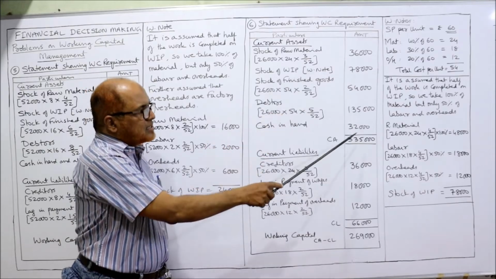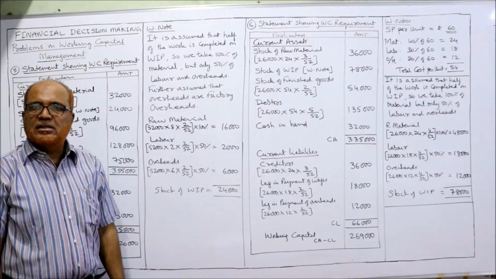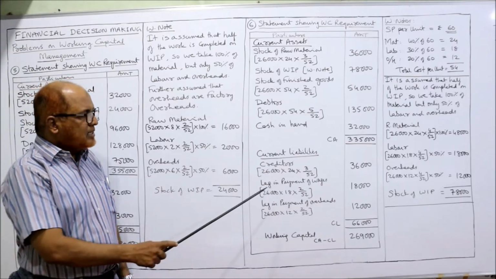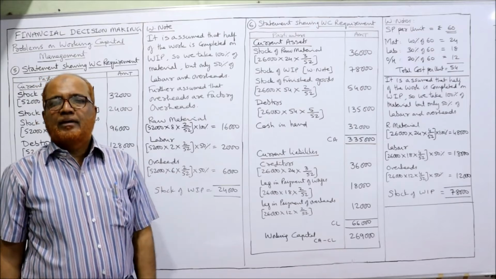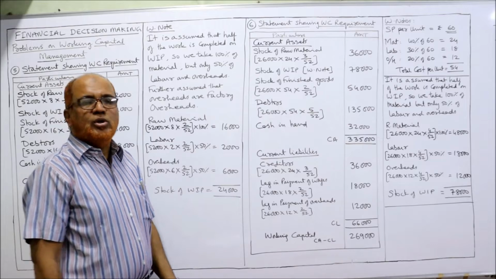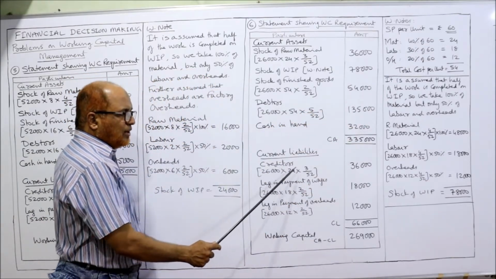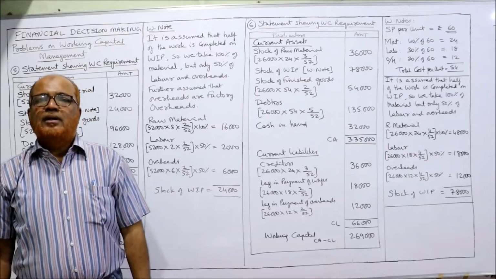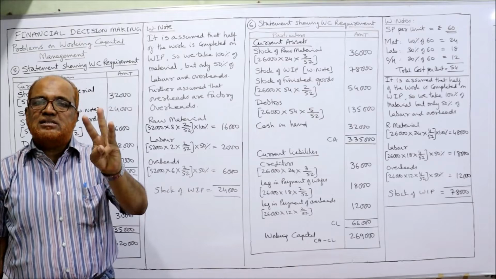Take the total of current assets, 3,35,000. Now we need current liabilities, creditors. The 26,000 into creditors are for material. Creditors are those people from whom we have purchased the material. The material cost is 24 rupees per unit. So 26,000 into 24 into 3 by 52. The time period allowed by suppliers, creditors, is 3 weeks.